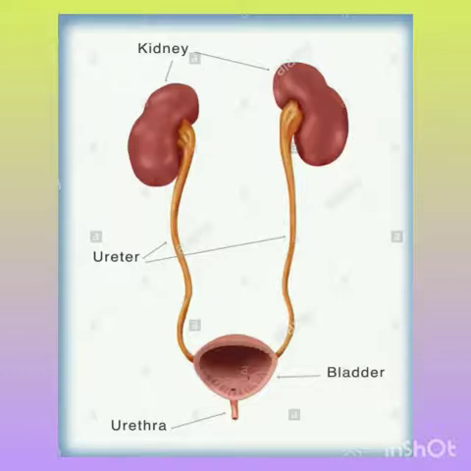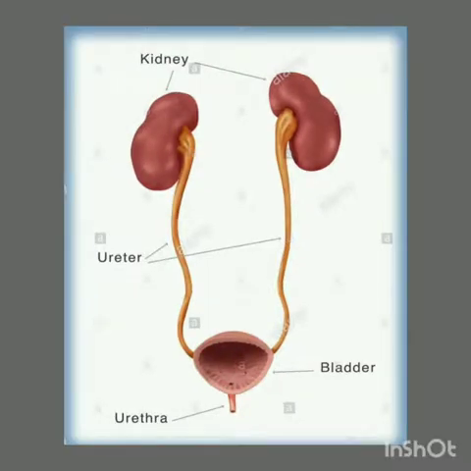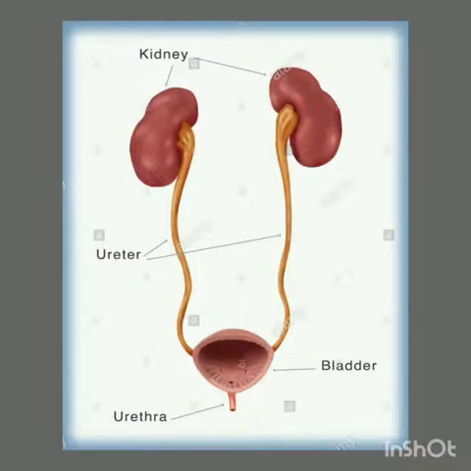Do you know which are the organs involved in this excretion? They are kidney, lungs, liver and skin. Kidney, lungs, liver and skin are involved in this excretion. And the main organ involved in excretion is the kidney. And the system involved with the excretion of urine is called the urinary system.